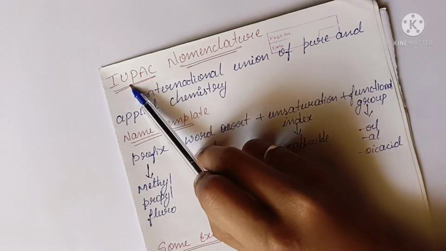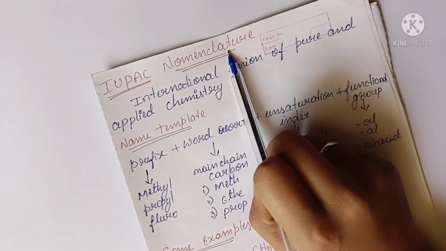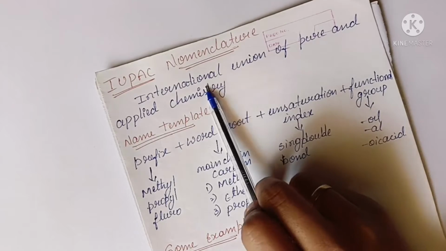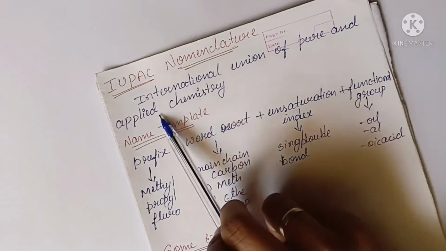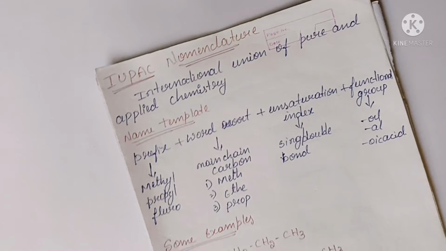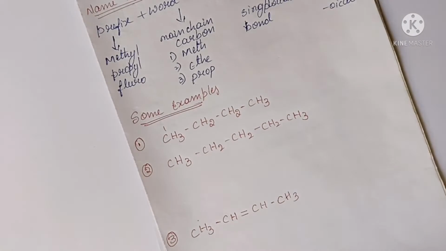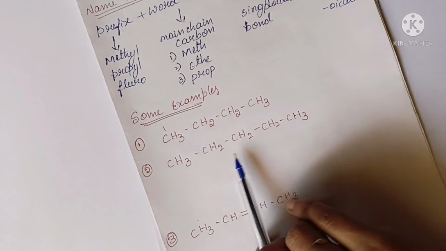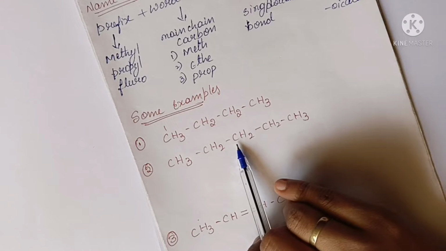Today's topic is IUPAC nomenclature. The full form of this is International Union of Pure and Applied Chemistry. It tells us how to name compounds in a proper manner. These are the hydrocarbons attached with functional groups, everything.